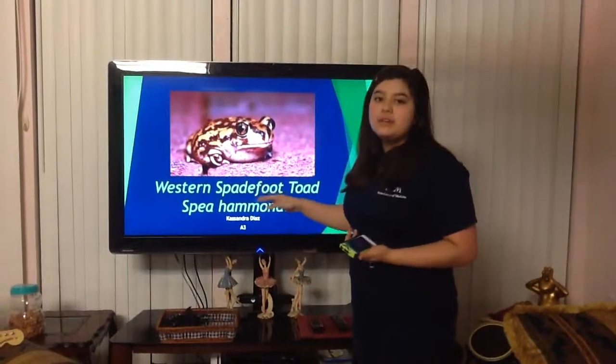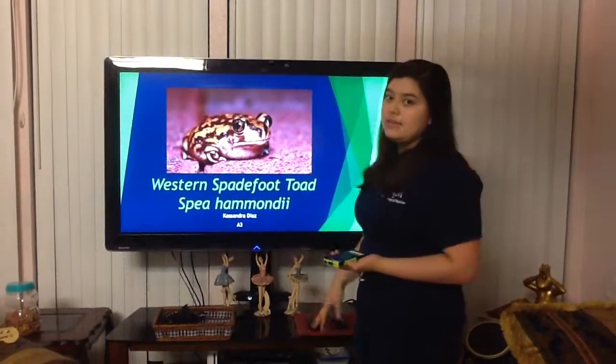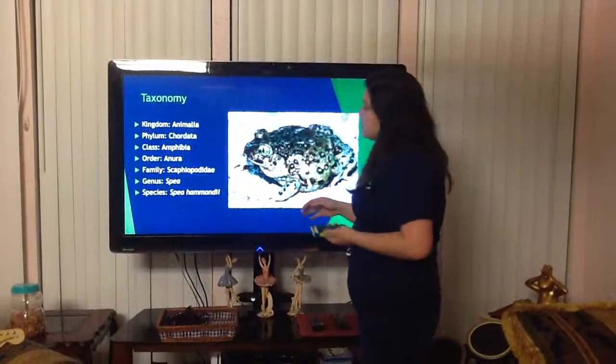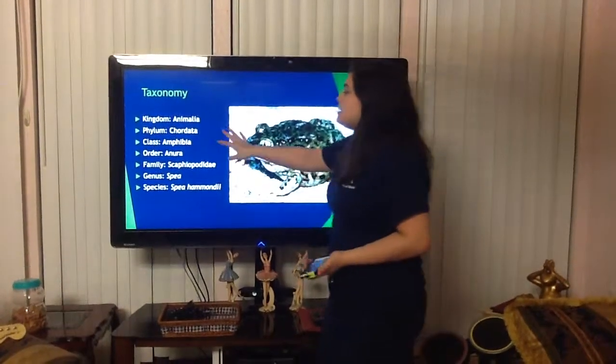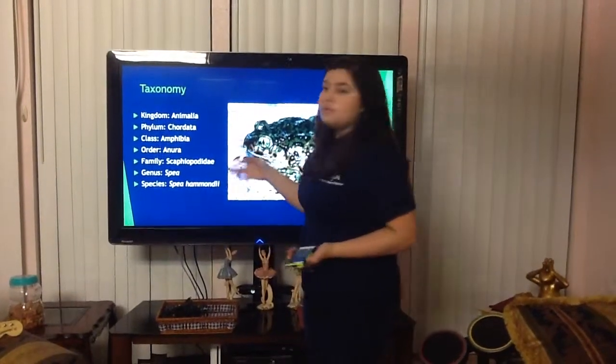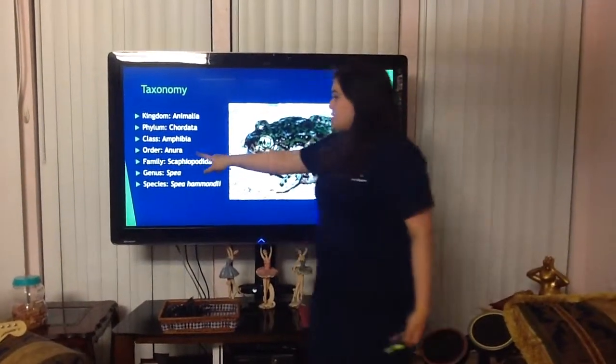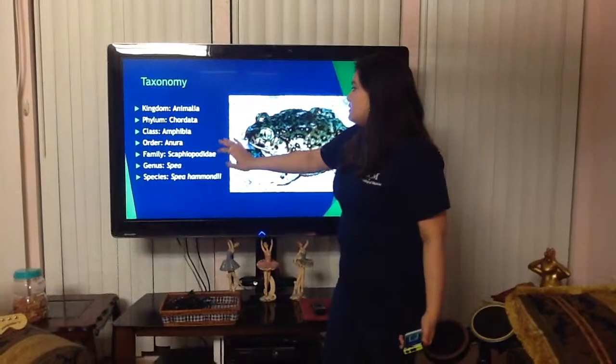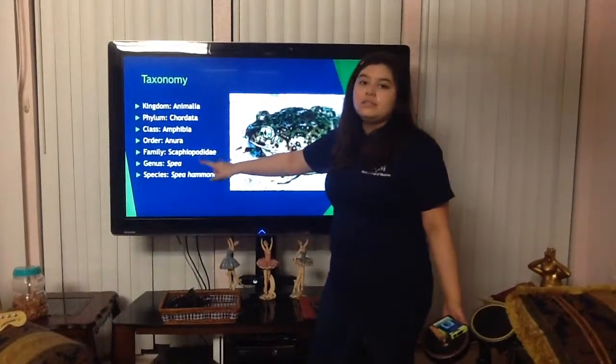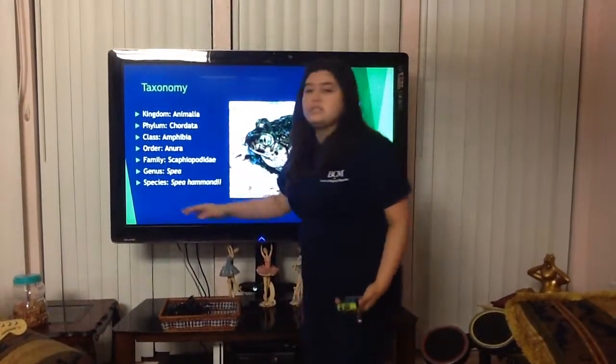The organism is the western spadefoot toad, known by its scientific name, Spea hammondi. The taxonomy consists of the kingdom, which is Animalia, the phylum, which is Chordata, the class, which is Amphibia, the order, which is Anura, the family, which is Scaphiopodidae, the genus, which is Spea, and the species, which is Spea hammondi.